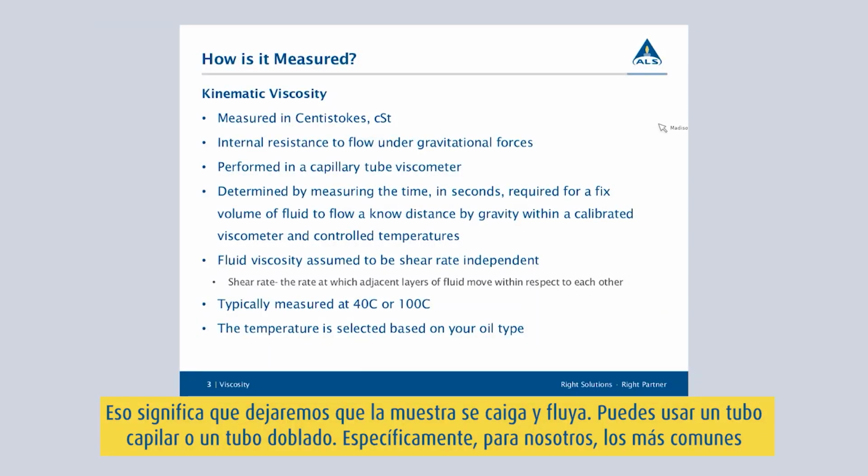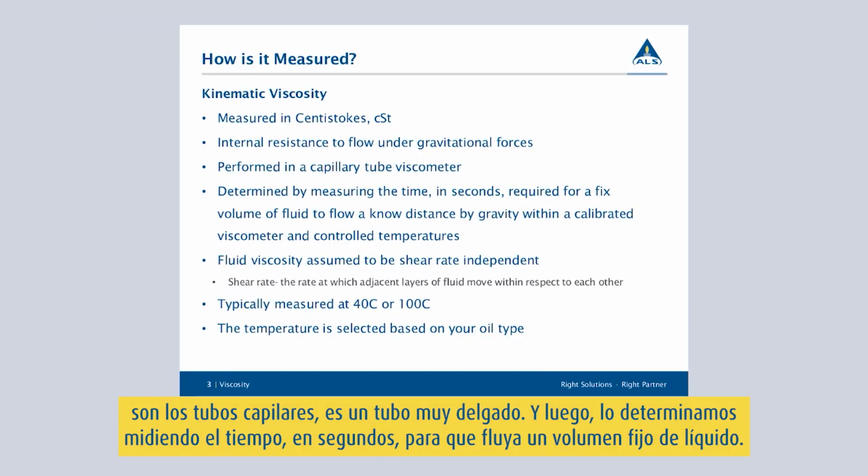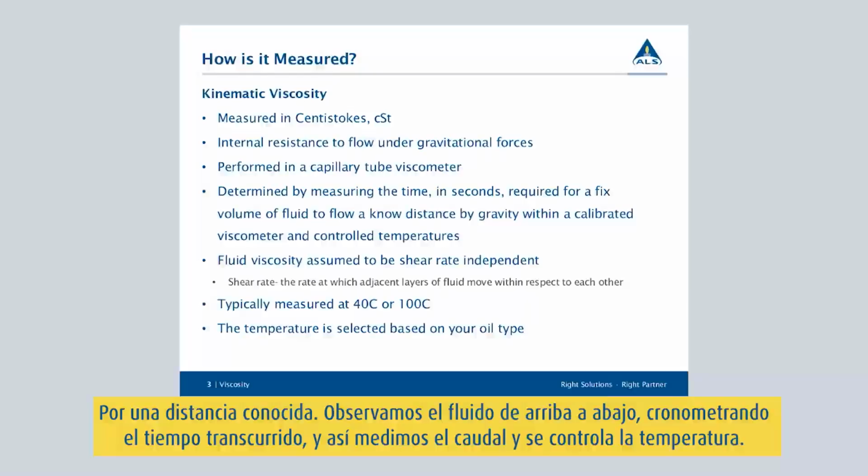You can have a capillary tube, or you can have a curved tube. But for us specifically, at least in my lab, a more common one is a capillary tube, meaning a very thin tube that you're trying to get through. It's determined by measuring the time in seconds required for a fixed volume of fluid to flow a known distance. So we'll start at the top and work our way to the bottom, and that's a known distance, and we're timing that distance.